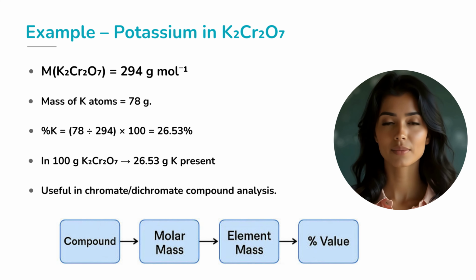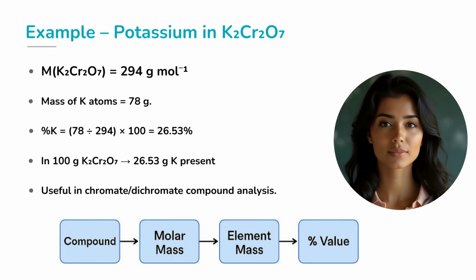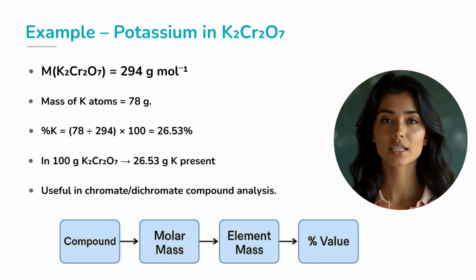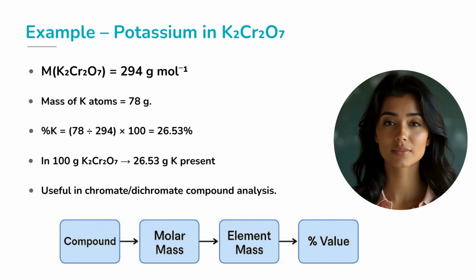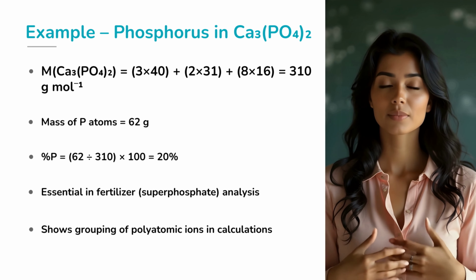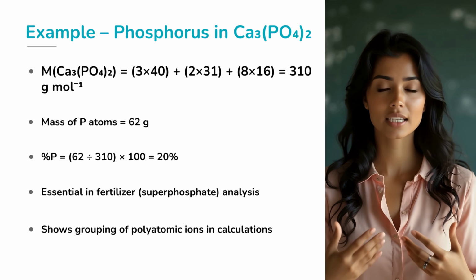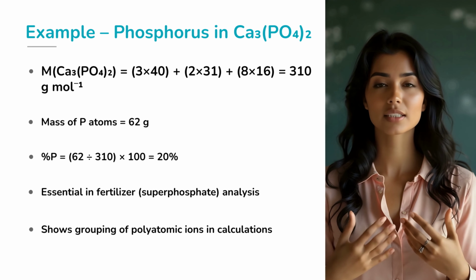Isn't that neat? This simple method works for any compound. The only trick is to get the molar mass correct at the start. So whenever you're lost, remember the chain: compound to molar mass to element mass to percentage. Simple chemistry bookkeeping. Now let's try another, calcium phosphate. This one is especially important because it's used in fertilizers and even in some food supplements.